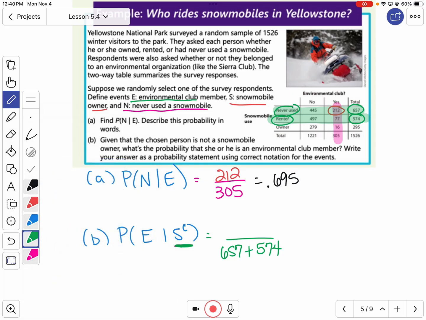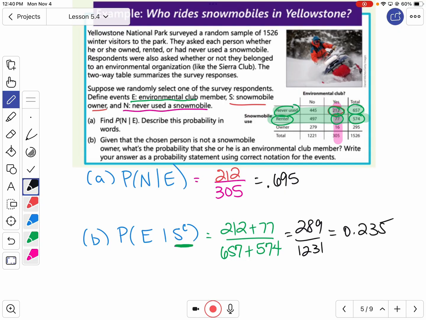Or which numbers go with R in the environmental club? 212 and 77. So we're going to add 212 plus 77. We had to do a little math on that one, just because we had multiple things going on. So it should give us 289 out of 1231, which I believe is 0.235.